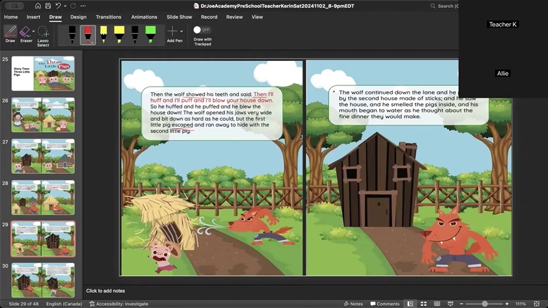The wolf continued down the lane and he passed by the second house. So let's pause there. The wolf continued down the lane. What they mean by lane is this. This is the lane.